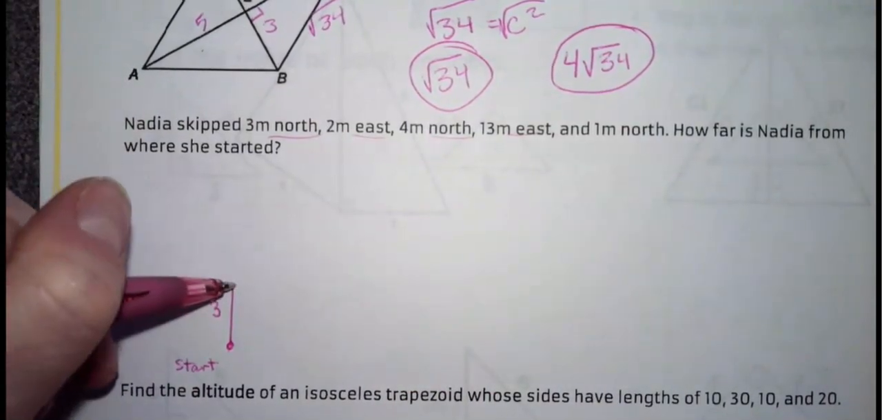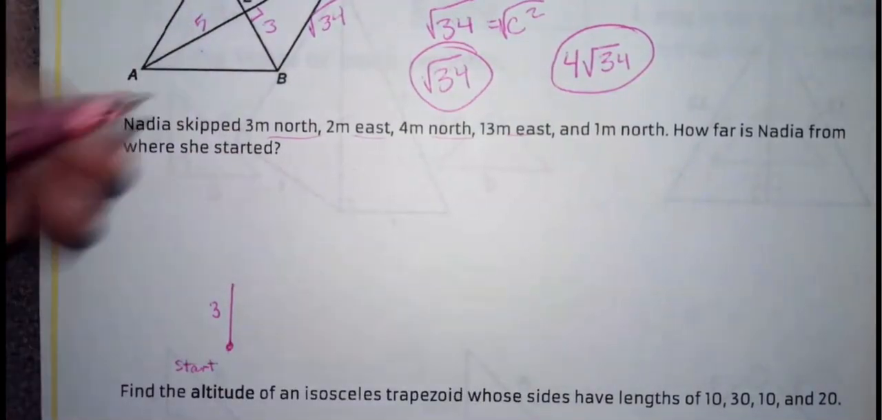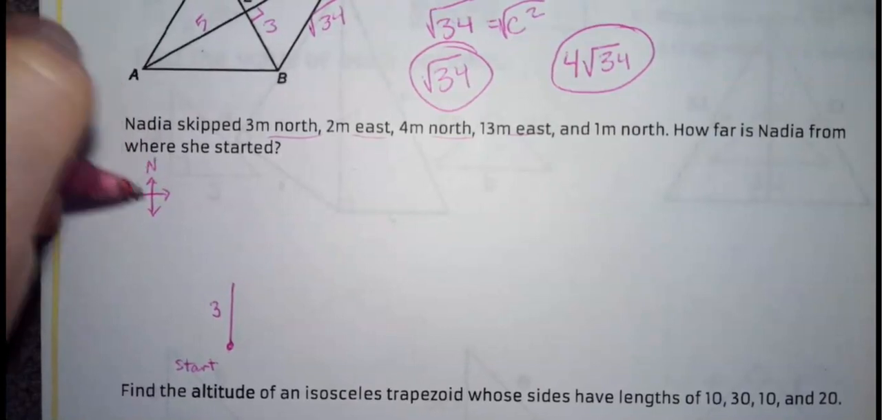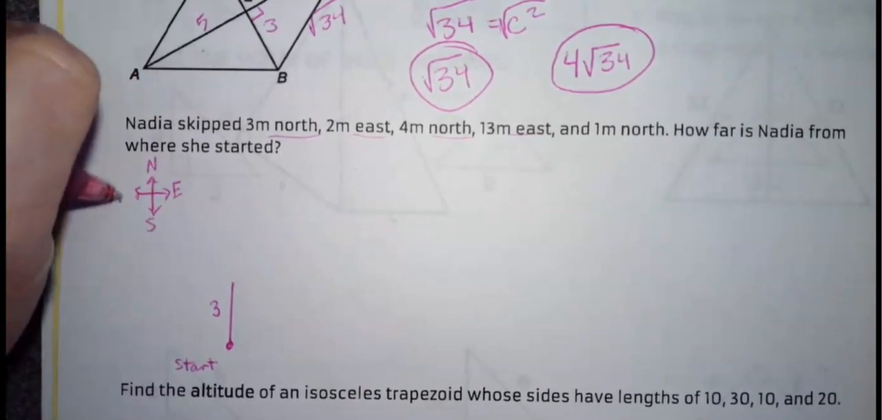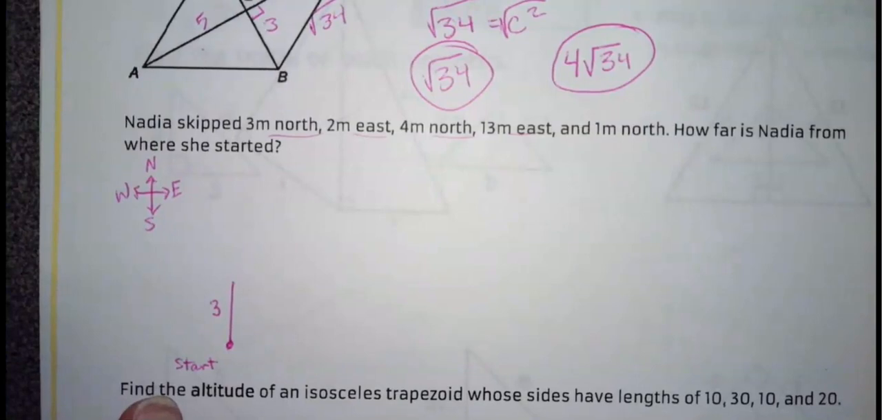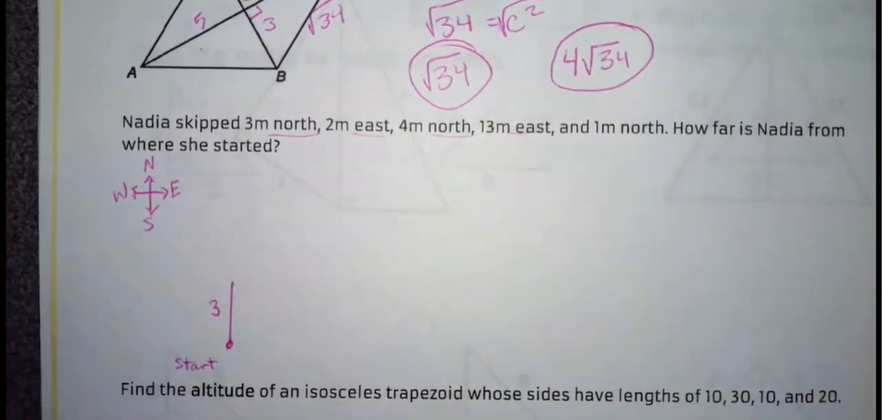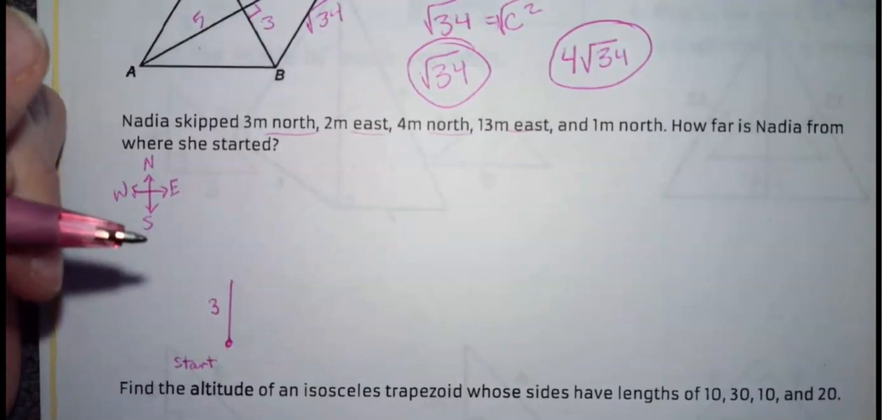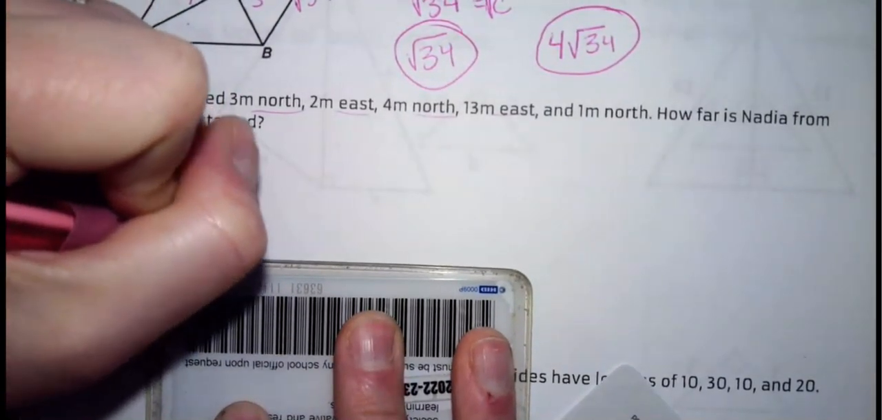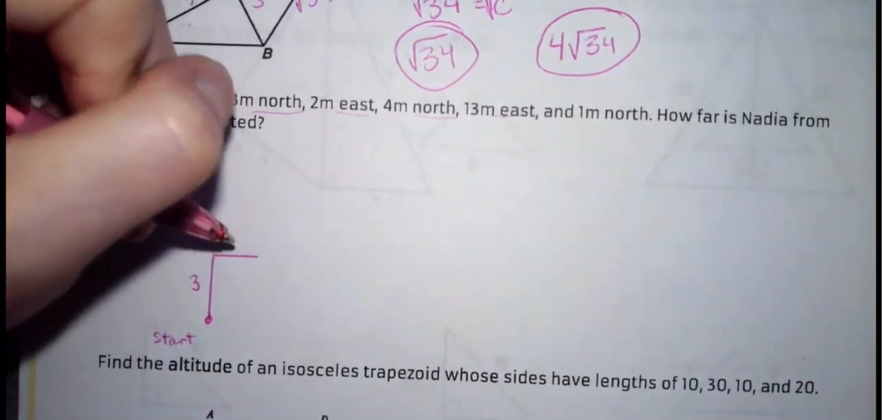And then from this point, she turns and goes east. Do we know what east is? Never eat soggy waffles, right? Never eat soggy waffles. If you have forgotten that, you maybe learned it in social studies at some point. I don't know. Maybe you didn't. But north, east, south, west, clockwise. And then we are going to go to east.